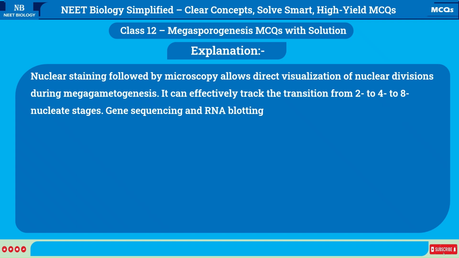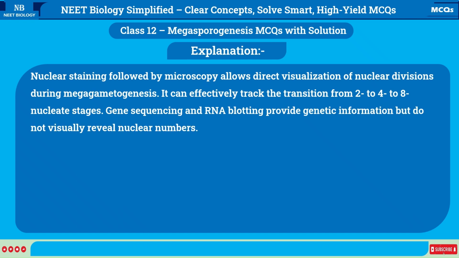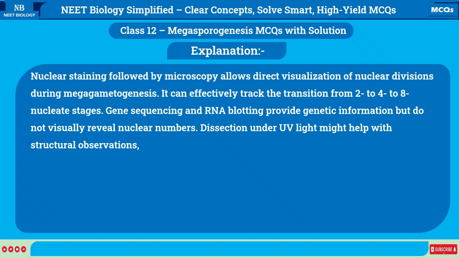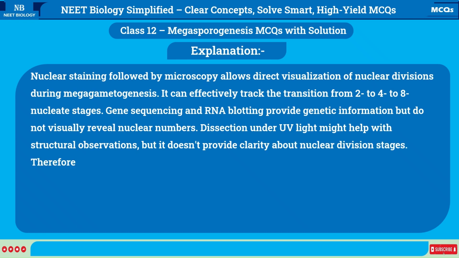Gene sequencing and RNA blotting provide genetic information, but do not visually reveal nuclear numbers. Dissection under UV light might help with structural observations, but it doesn't provide clarity about nuclear division stages. Therefore, nuclear staining and microscopy is the most accurate method for this purpose.